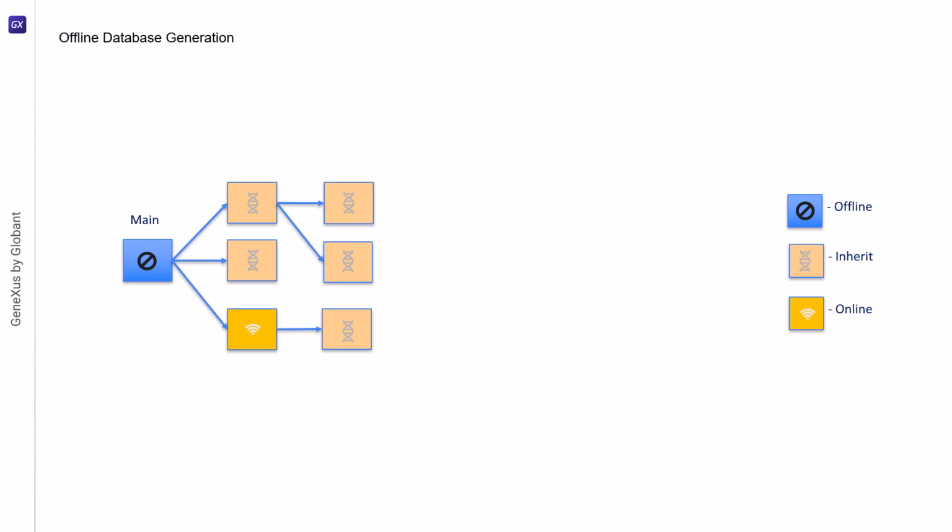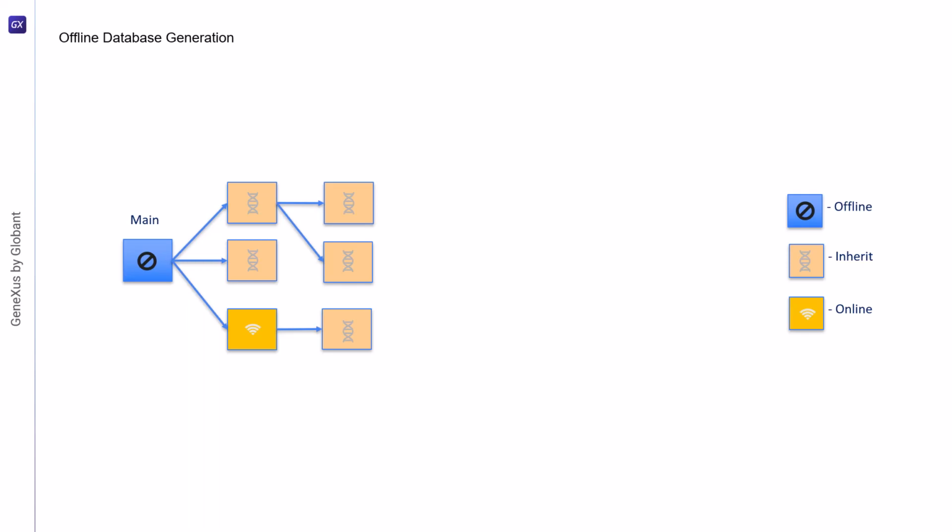Suppose we have this call tree from the main object. We can have objects with the connectivity support property set to offline, such as the main object. There may be others with the default value, which is inherit. They inherit the type according to the object calling them, and others may be online. If we have this invocation tree, the tables that will be sent to the device are all those of the offline objects, and those that inherit the offline connectivity of the caller object.